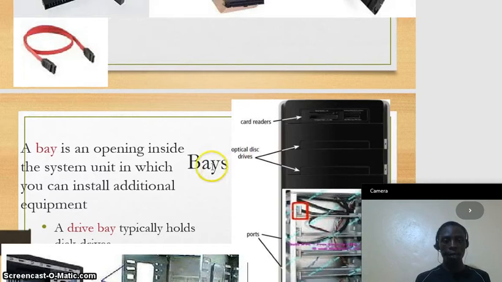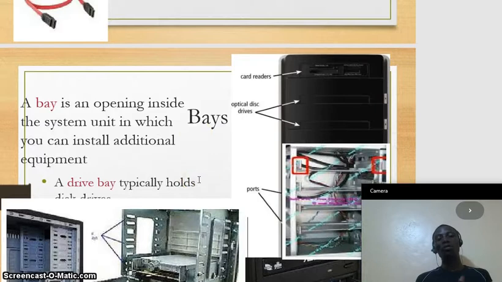So we have what we are calling bays. Sorry, the bays on the systems unit. So a bay is an opening inside the systems unit in which you can install additional equipment. Okay, so they are always left there. There are those gaps left in the systems unit to allow you for expansion, to add more components that you want to add. Okay, they are called bays.